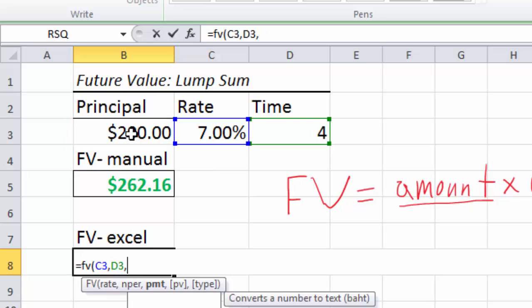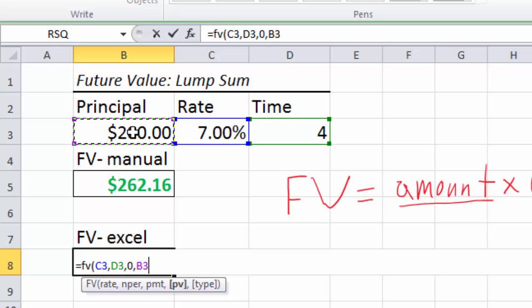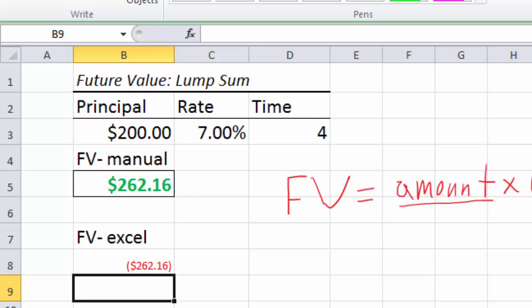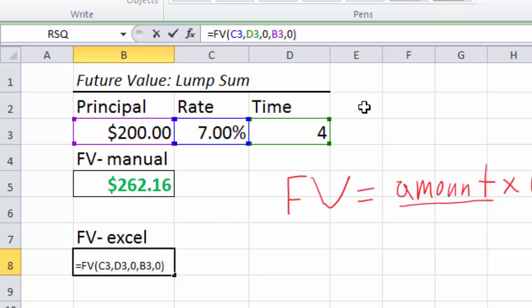The payment is 0. We're only dealing with one initial sum of money, not payments over time. The present value is the $200, B3. And the type is whether the payment is received at the end or the beginning of the period. We're always typically working with end of period, so we'll put in a 0 for that. And bada boom, it's 262.16.